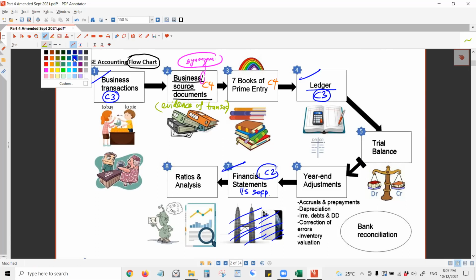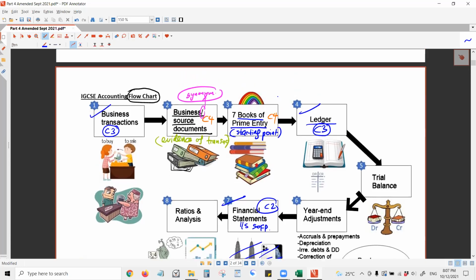And we are going to start with book of primary entry. You can see this as the starting point in accounting. Because later on, when you see the definition for this term, the first few words tell you it is the first set of accounting books. That means that's the starting point. When you have documents, you record into books of primary entry first. Then only you will bring some numbers into the ledger, which contains all the T accounts.